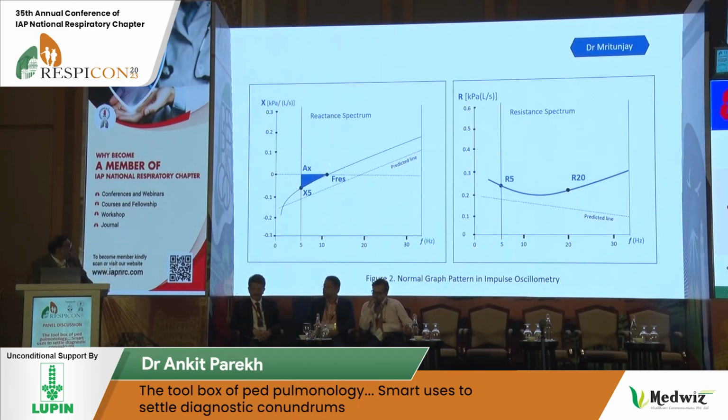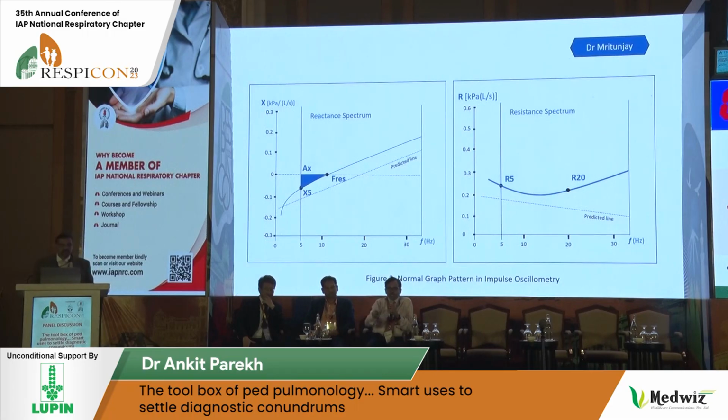So you get R values, which is your resistance, and X values, which is your reactance, across frequencies. The R values go along, as you can see, from 5 hertz to 30 hertz or sometimes 40 hertz. Just as in spirometry we get flow-volume and volume-time loops, in impulse oscillometry we get the resistance and the reactance.